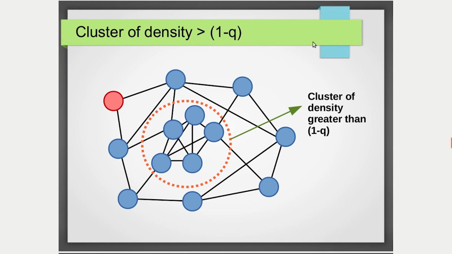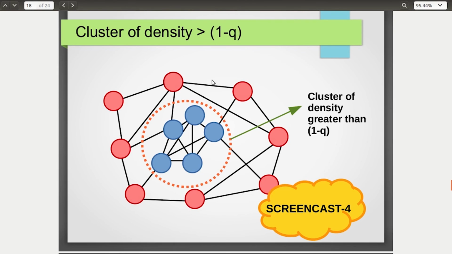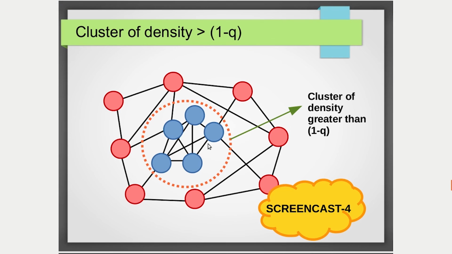So the theorem said that if there is a cluster of density greater than 1 minus q in this network, then your idea cannot diffuse inside this cluster. So here is a cluster of density greater than 1 minus q, and your cascade starts from here. Even if your cascade infects all the nodes in this network, we'll see that it is unable to diffuse inside this cluster. And we have talked about the proof of this theorem in the chapter, but here we'll be coding it and validating it with the help of code. So this will be our screencast 4.